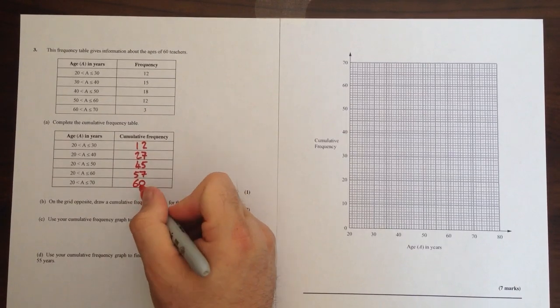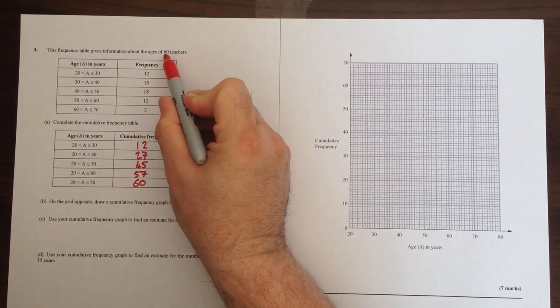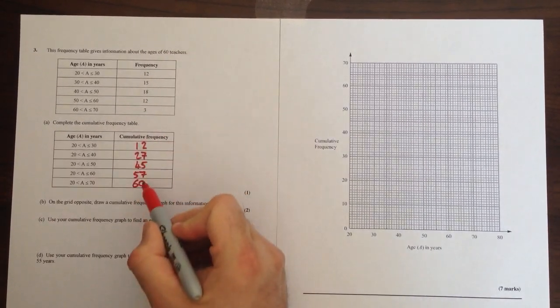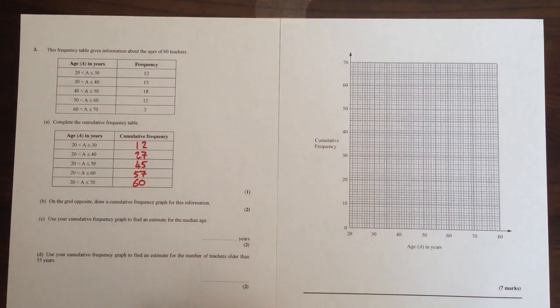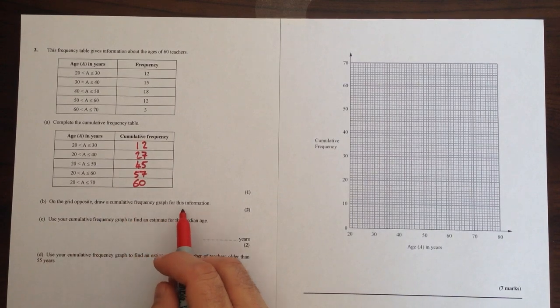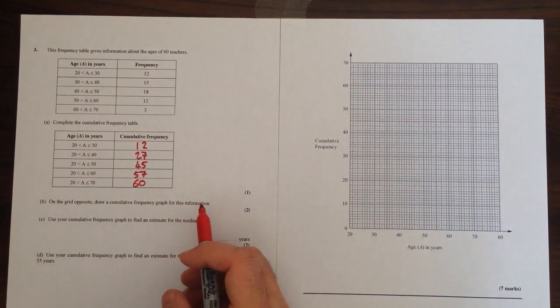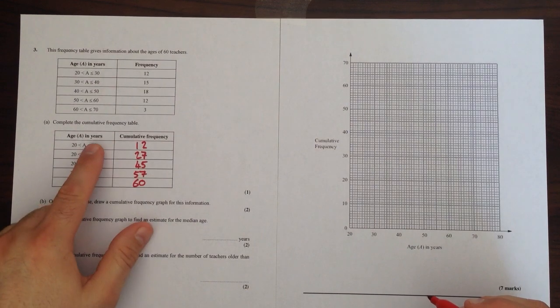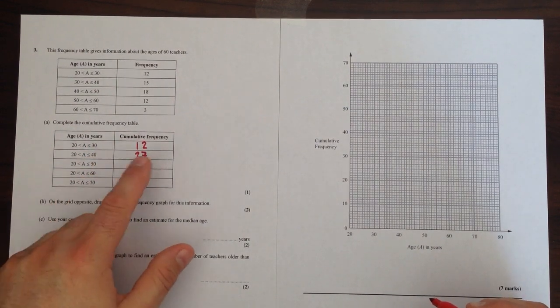Now, a quick way of checking that that number's correct, if you look in the question, it told you there were 60 teachers, so they should match, and they do. Now, second part, on the grid opposite, draw a cumulative frequency graph for this information. Again, this is fairly straightforward. You just need to remember to use the upper limit here to plot your points against.